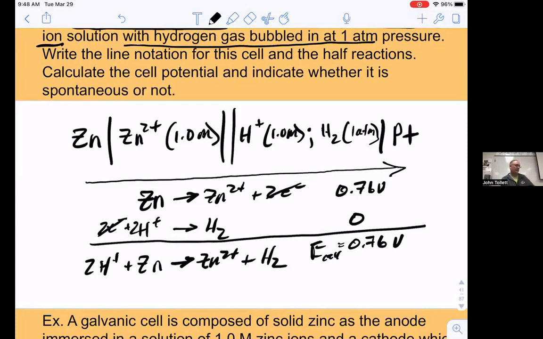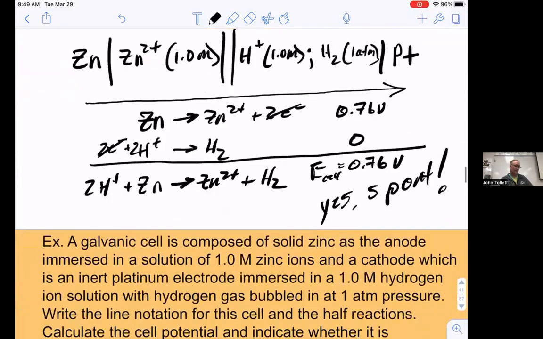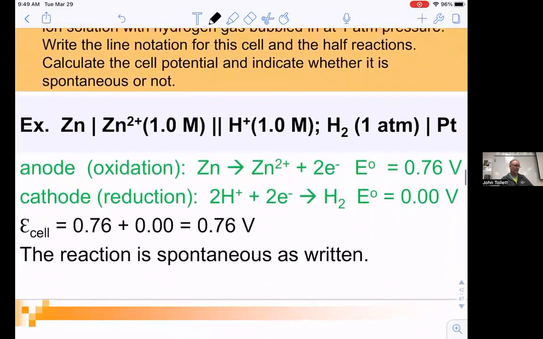So let's see if we did everything they asked. Write the line notation for the cell and the half reactions. We did that. Calculate the cell potential. Yes. Indicate whether it's spontaneous. It's positive. Therefore, yes, it is spontaneous. Or it is thermodynamically favorable, which is actually what they'd like us to say. But that's fine. Yeah, it would be spontaneous. So here we go, kind of typed in pretty, but yeah, it would be 0.76 volts.